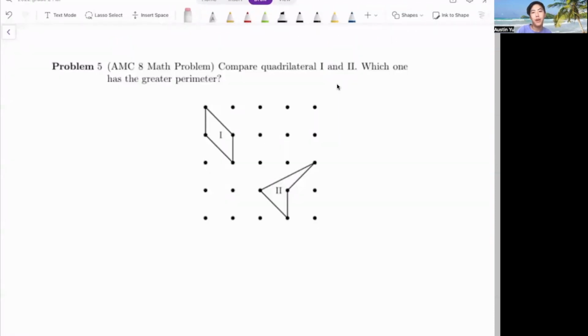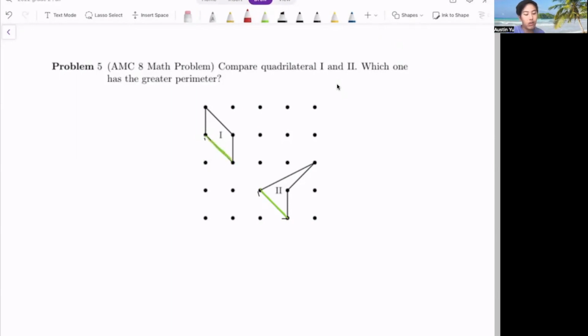Problem 5. Compare quadrilateral 1 and 2. Which one has the greater perimeter? Let's look at 1 first. We see that the line highlighted in green on 1 here is the same as the green line highlighted in quadrilateral 2. And this is because they are the hypotenuses of the same triangle, because each triangle is just one unit, and this is made up of the length between two dots connecting. Therefore, we determine that these two are the same, so let us move on to the next one.